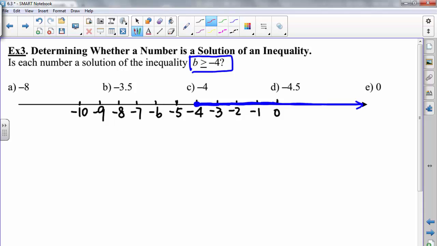So right now, let's look at -8 on the number line. -8 is this point, and I find that this red point is not in the blue region. This means -8 is not a solution of this inequality.